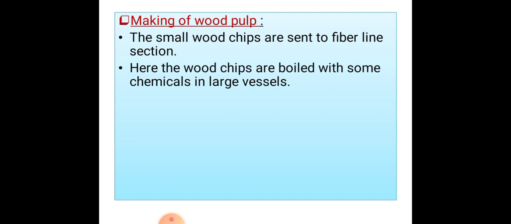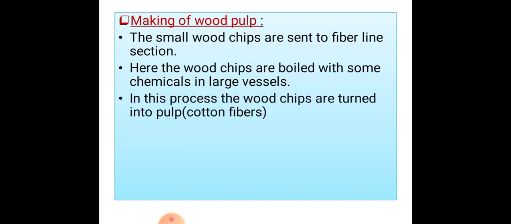So the next stage will be making of wood pulp. Once the wood is cut into small pieces, chipping is done. Now the wood is sent into a different department for the next stage. The small wood chips are sent to the fiber line section, where the chips are boiled with some chemicals in large vessels. In this process, the wood chips are turned into pulp like cotton fibers.